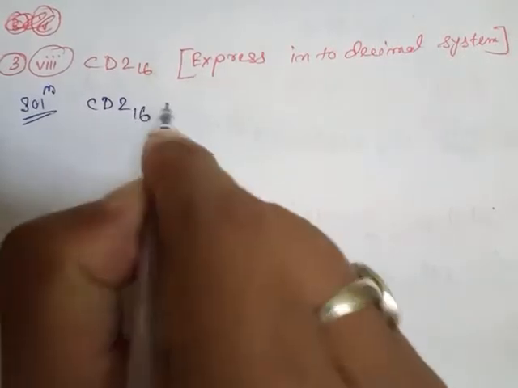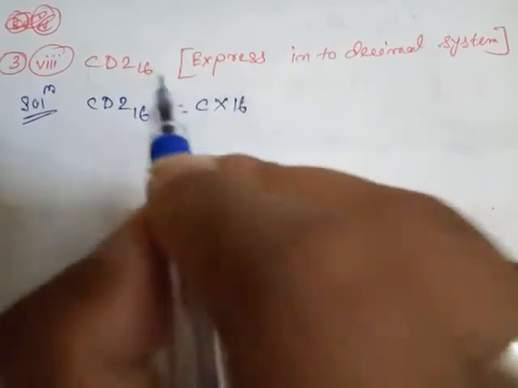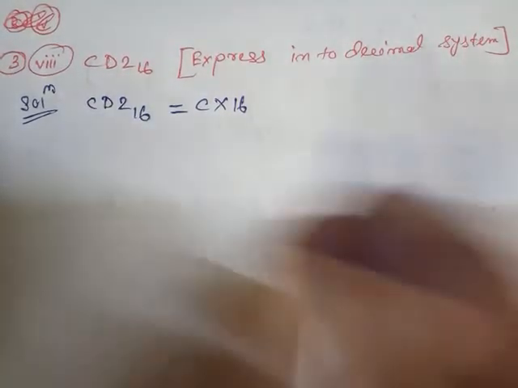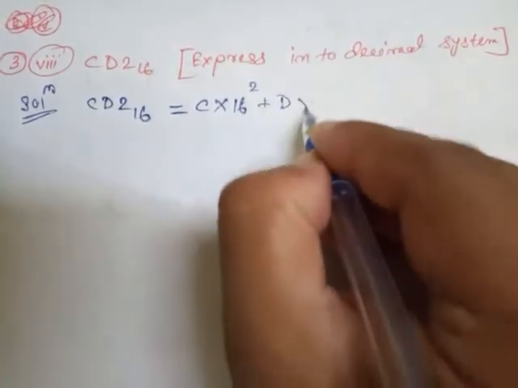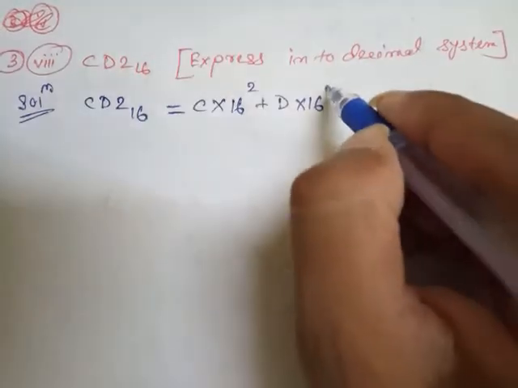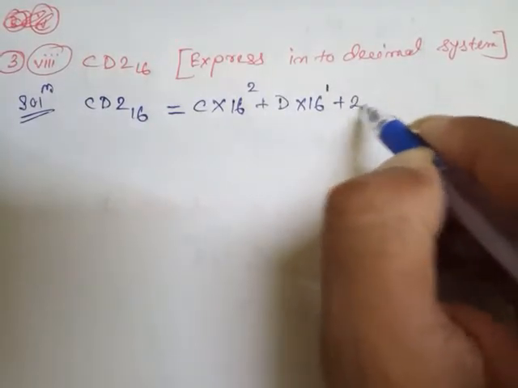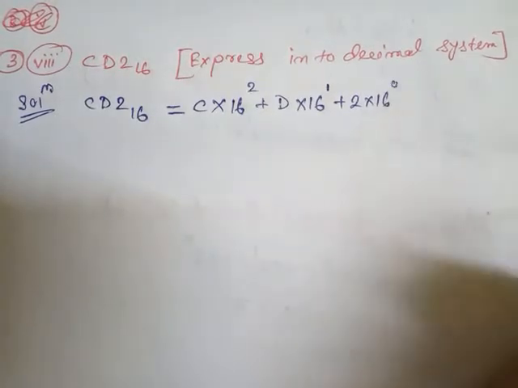CD2 base 16. In a similar way we'll write here C into base 16. Now after C, how many digits are there? 2. We'll write here 2 only. Then D into base 16. After D, how many digits are there? Only 2, means 1 digit. We'll write here 1. Then 2 into base 16. After 2, how many digits are there? No digit, which means 0.